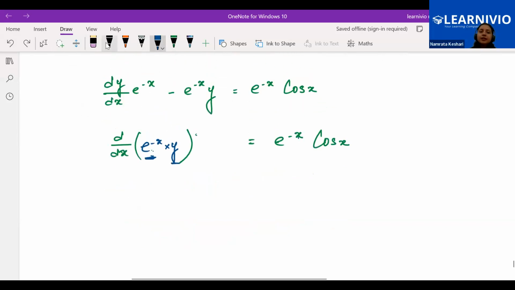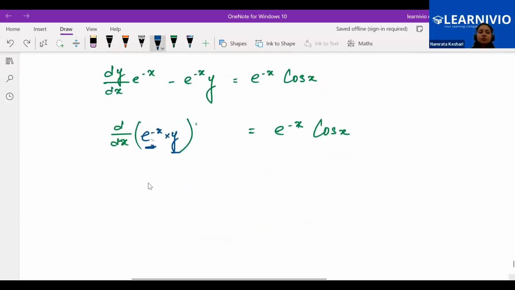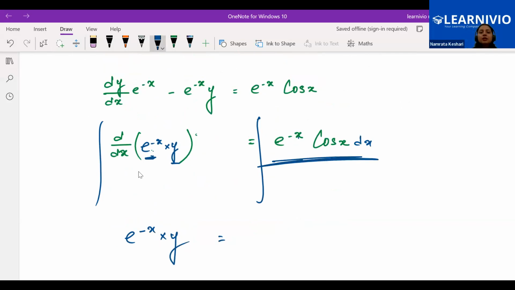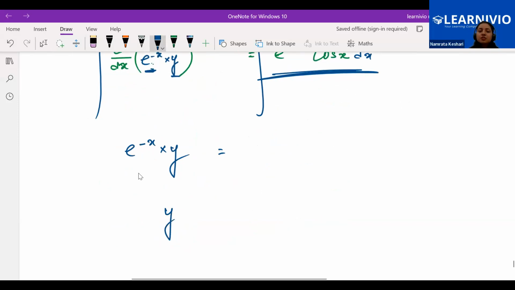Now we have to integrate both sides. If we integrate this side along with dx, here we will end up having the same thing, nothing else. And on the other side we have to think about doing the integration. That way we will be able to get the solution, that means y is equal to whatever. Getting it, Murtaza? Yes, ma'am.